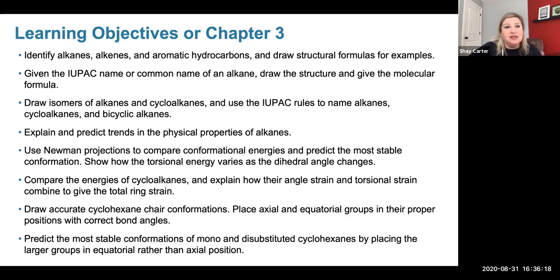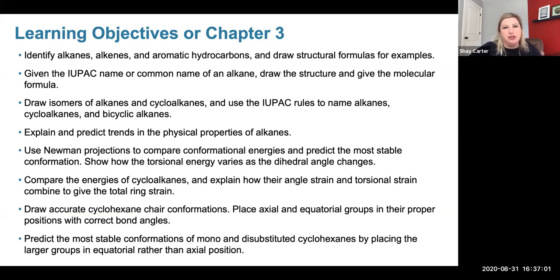For alkanes, if I give you the IUPAC name or the common name, you need to be able to draw the structure and give the molecular formula. And you also need to be able to draw isomers of alkanes and cycloalkanes and use IUPAC rules to name alkanes, cycloalkanes, and bicyclic alkanes. You need to explain and predict trends in the physical properties of alkanes. So boiling point is really a big deal with alkanes, and then melting point, that kind of thing, because we can use those properties to identify alkanes, unknowns.